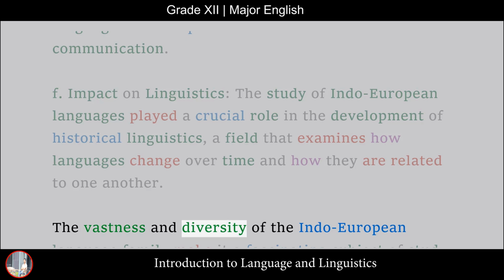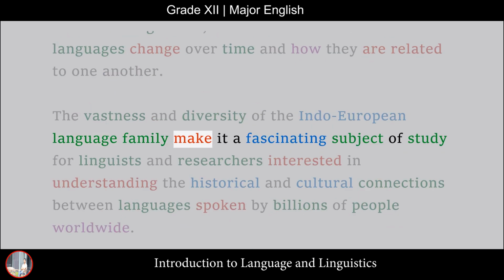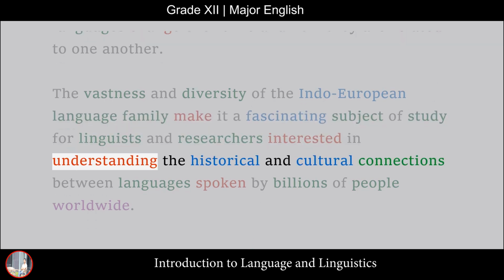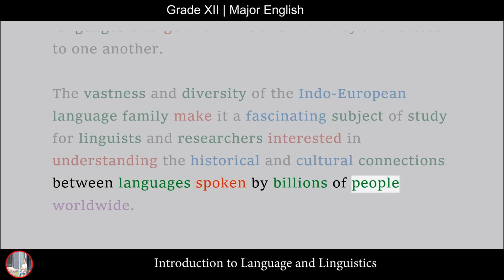The vastness and diversity of the Indo-European language family make it a fascinating subject of study for linguists and researchers interested in understanding the historical and cultural connections between languages spoken by billions of people worldwide.